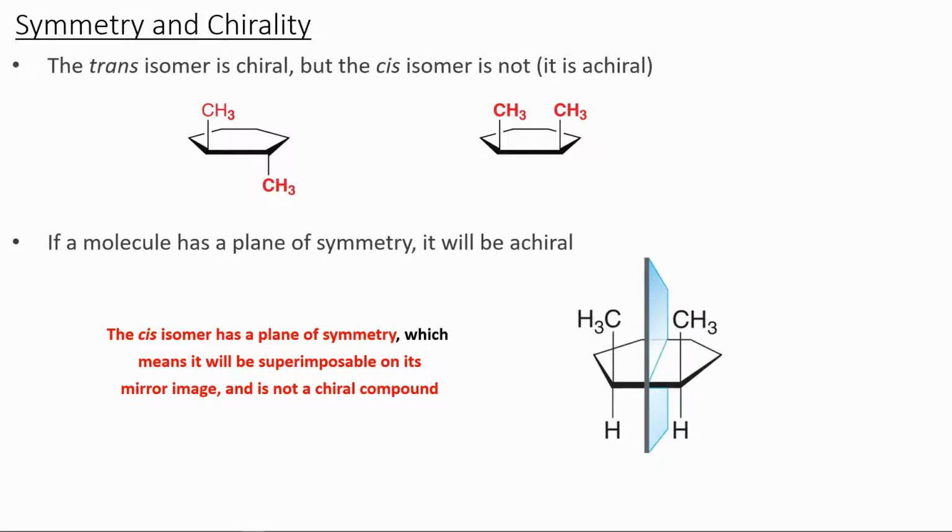So looking at the chirality of a molecule, or the presence of an internal plane of symmetry, is going to be important when we go to identify if a molecule is chiral or achiral.